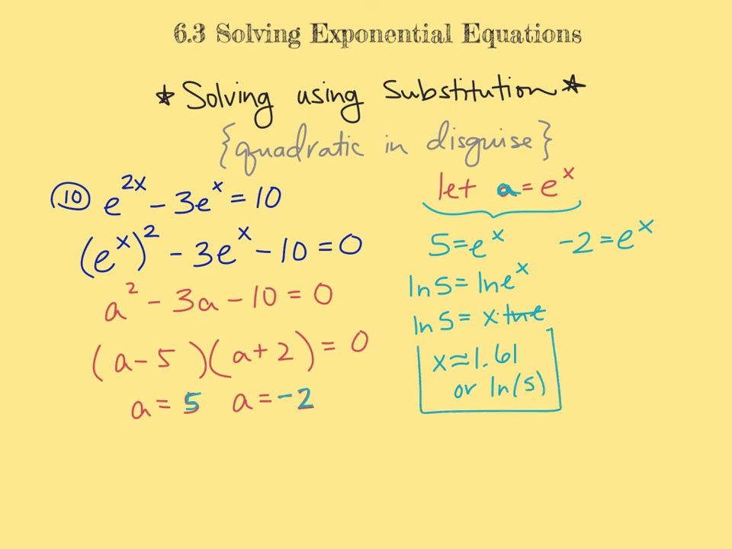So that's a solution. On this side, we want to take the natural log of both sides, and once again, we come across this issue because we cannot take the natural log of a negative. So in your calculator, if you attempted to do the natural log of -2, it would say error. That's because what's inside the log function or natural log function must be greater than 0. So we have no solution over here. So our only solution is 1.61, or the natural log of 5.